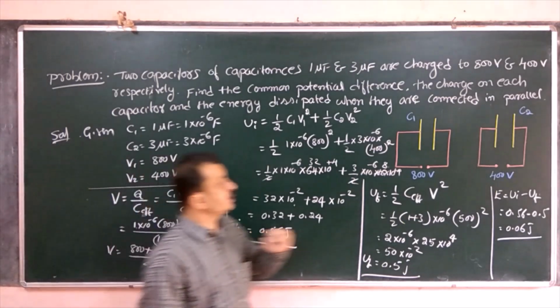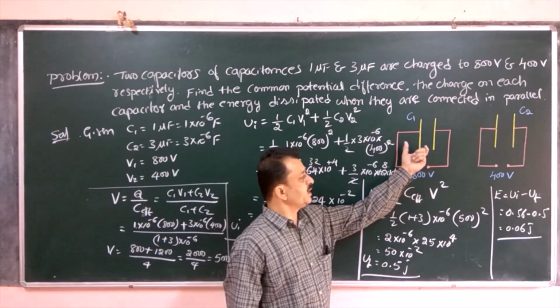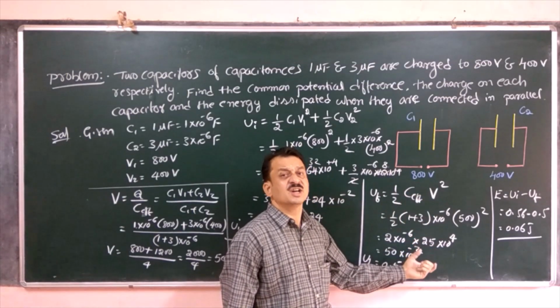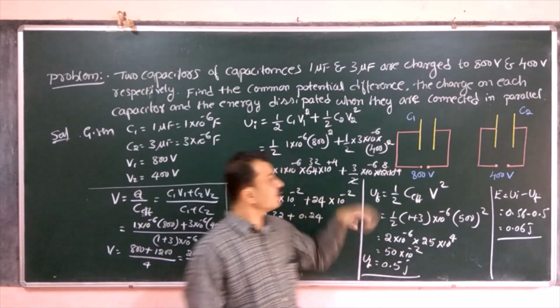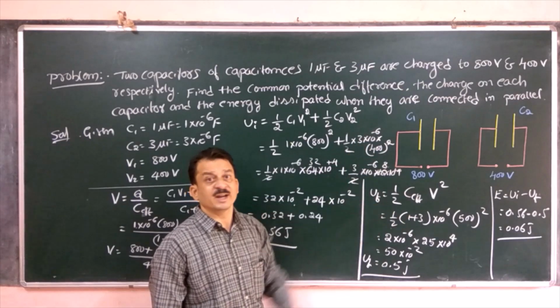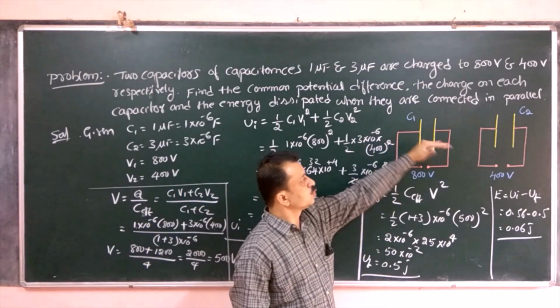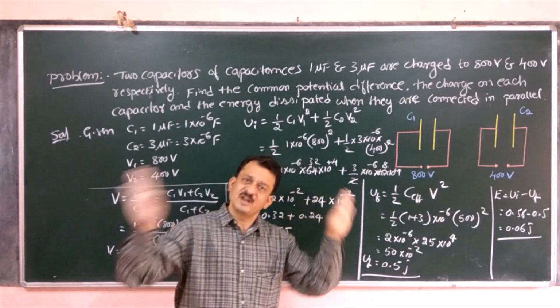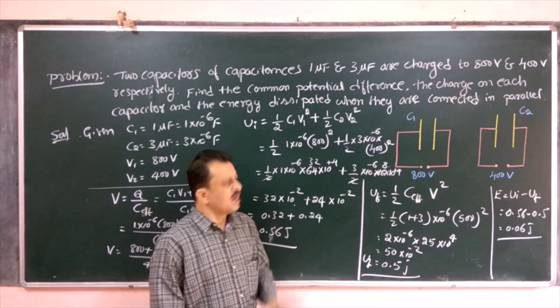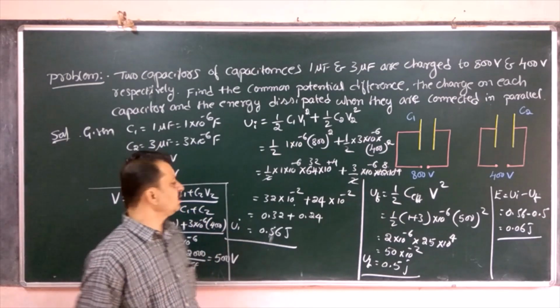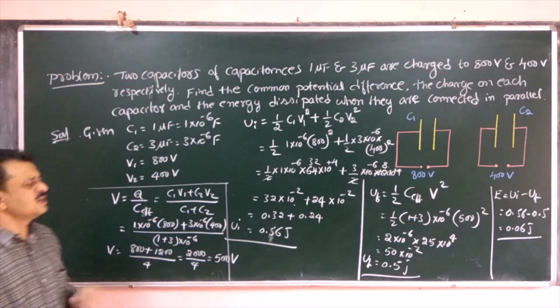In the previous problem, we charged one capacitor and then connected another uncharged capacitor. Then we said the potential got divided in half. But here the case is different. Here the two capacitors are charged to different voltages, potentials, and then they are connected in parallel. If that is the case, then you have to work out the common potential using this relation.